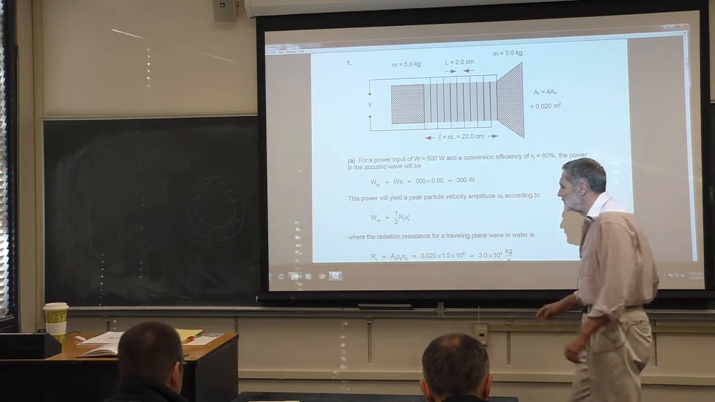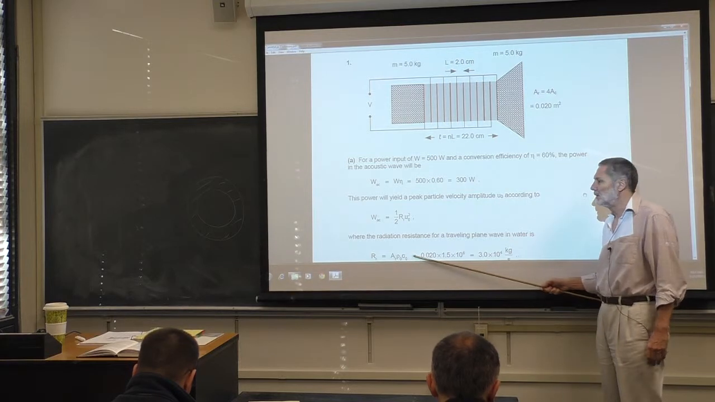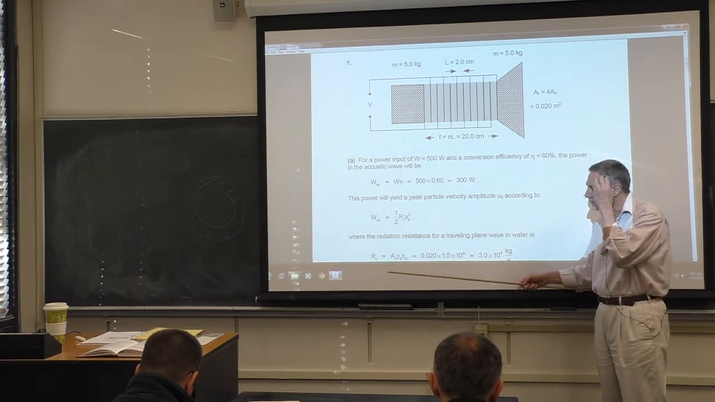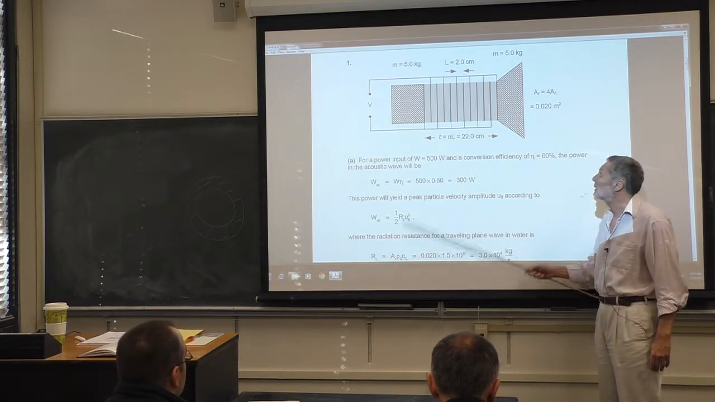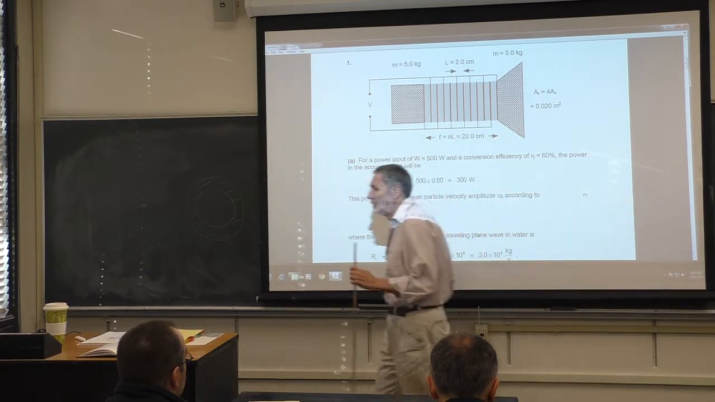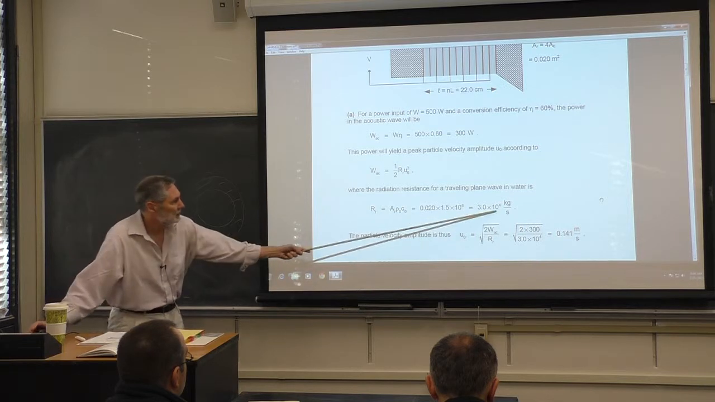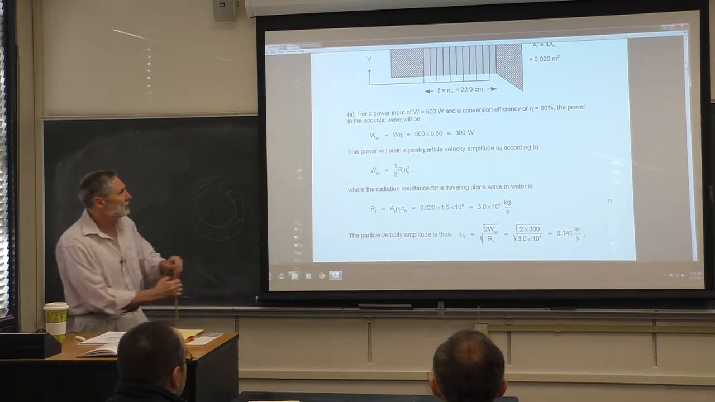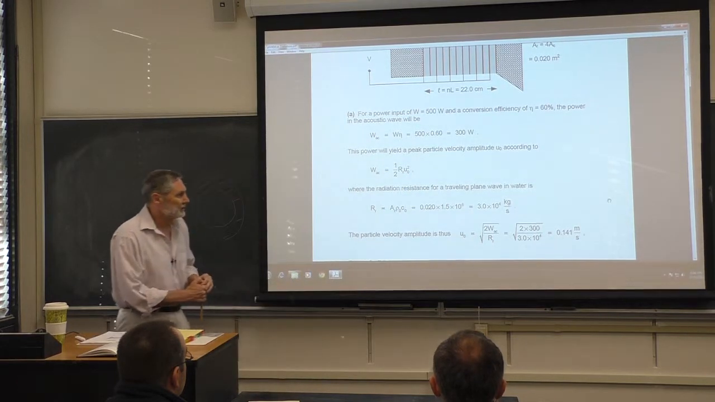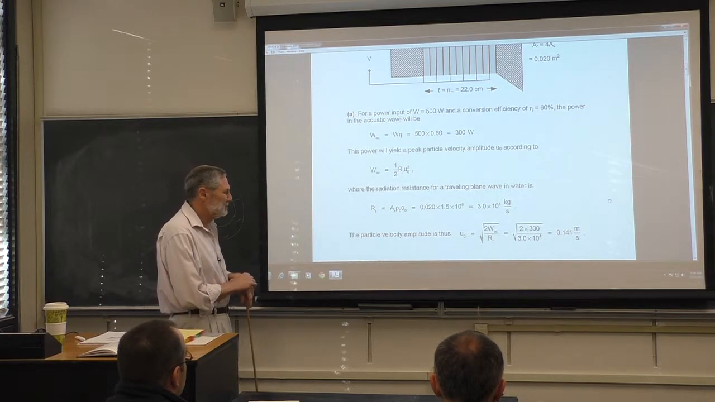So the radiation resistance is going to be the radiation impedance of a traveling wave, which is just rho c. And because this is force divided by velocity rather than pressure, we need to multiply by the area of the radiating face, of course. So this is our radiation resistance. This is a number we'll use later. Okay, and we can plug it into here. And now we know everything except the particle velocity at the face. That's what the 0 denotes there. It's the peak.